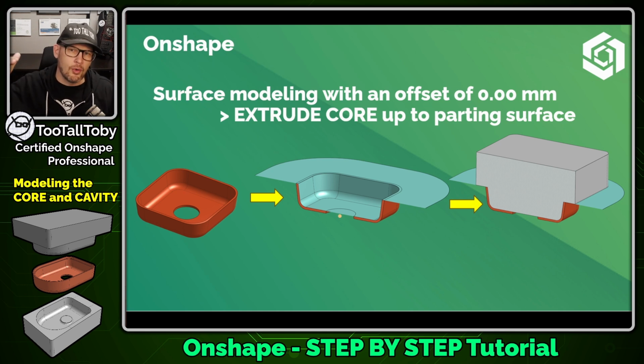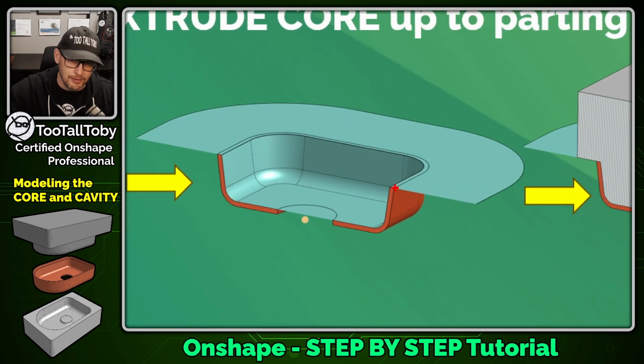And then we can take our core block and do an extrude up to part to run that core block right up to that parting surface. Now, when it comes time to do the cavity, we can't use the exact same surface because we need to account for the original plastic part. So the cavity is going to run here on the lower surface of the part. The core is going to run here on that upper surface of the part.